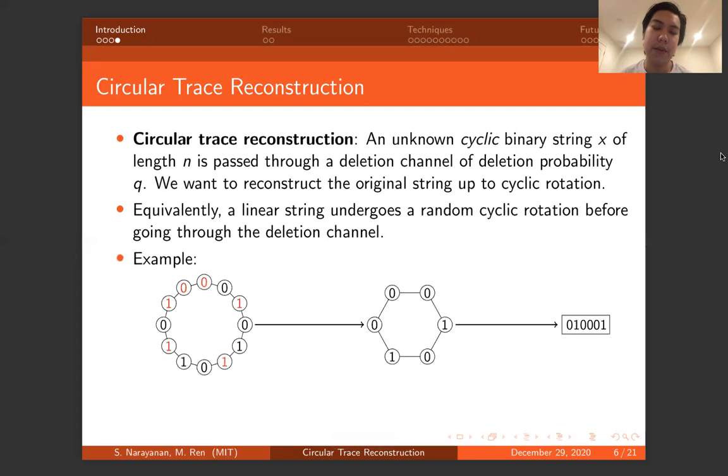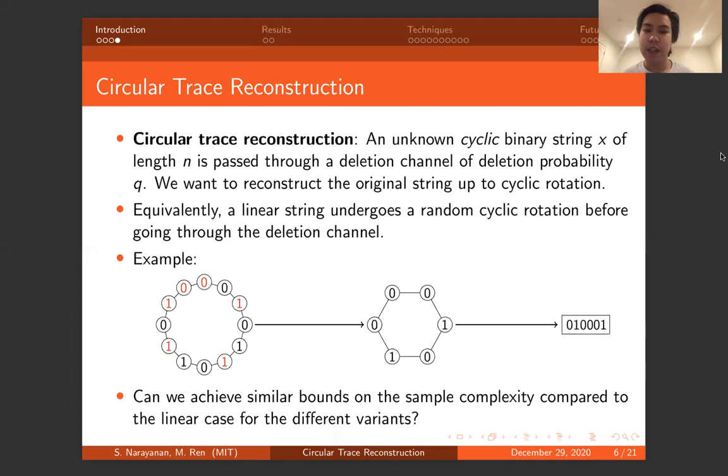So for example, let's say we have this linear string on the left. It'll pass through the deletion channel, and all the bits marked in red will be deleted. The resulting bits are concatenated into the smaller circular string, and we can read it as a linear string by choosing an arbitrary bit to start the string at. So the question is, can we achieve similar bounds on the sample complexity compared to linear trace reconstruction?